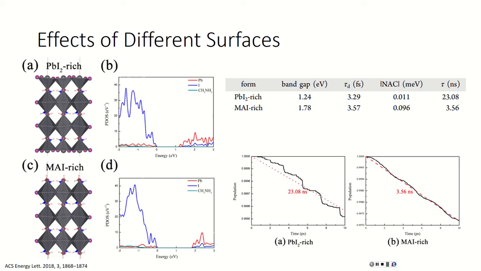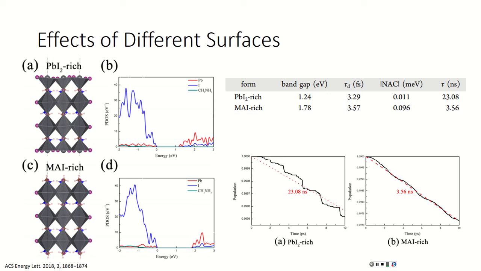So yeah, we look at the effects of two of them, a methyl ammonium iodide rich surface and a lead rich surface. Depicted by the black circle is the lead rich, and the pink dots are referring to the iodides. Right here we see our A cation, or methyl ammonium iodide.